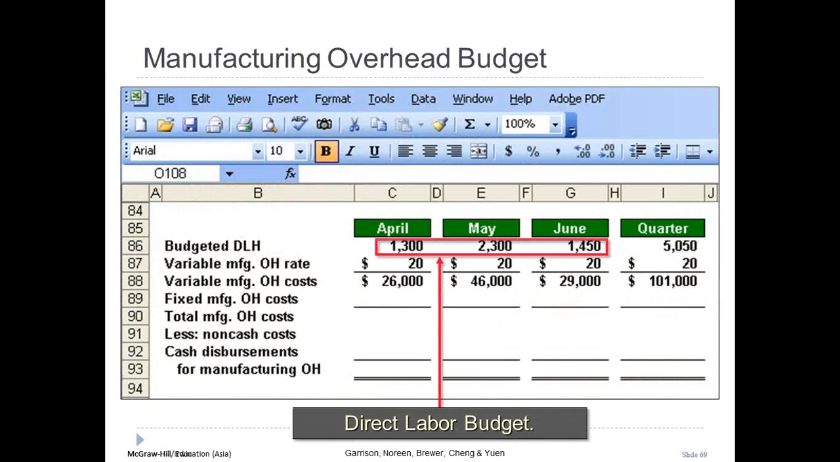The first step in preparing the manufacturing overhead budget is to calculate the variable manufacturing overhead costs for each month and in total. We begin by multiplying our variable manufacturing overhead rate of $20 times the number of direct labor hours used in the month. For April, we expect to apply $26,000 of variable overhead.